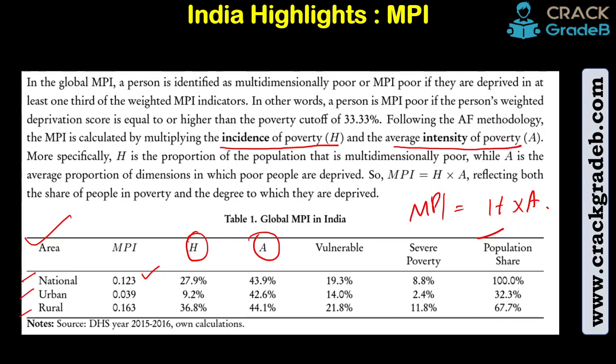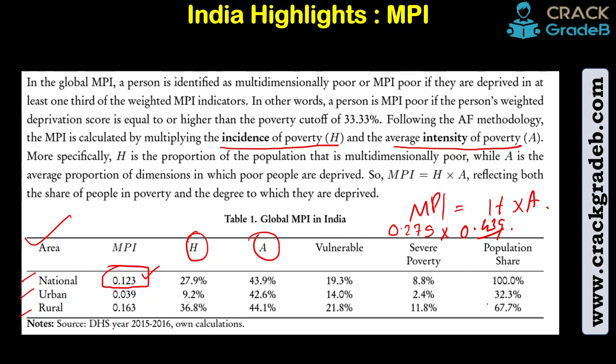Now, what is the meaning of these two? Absolutely not important for our NABARD, RBI or SEBI examinations. Okay, how is this achieved? If you convert this percentage to normal, 27.9% would be 0.279, multiplied by 0.5439. If you multiply this, you will get a value somewhere around 0.123, right? So this is how it is calculated.